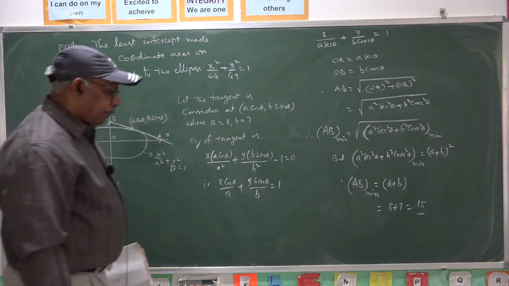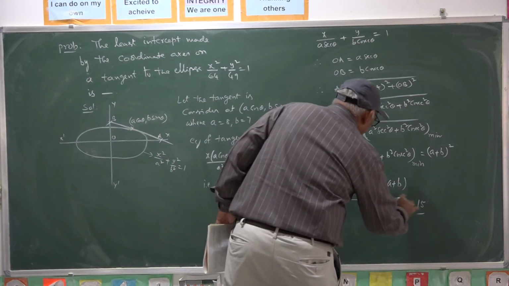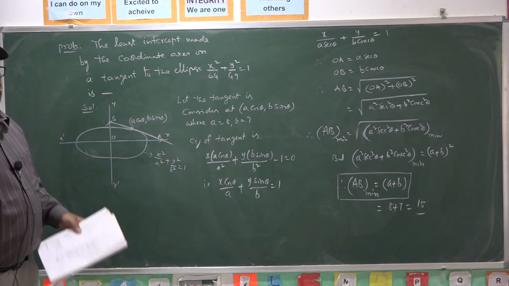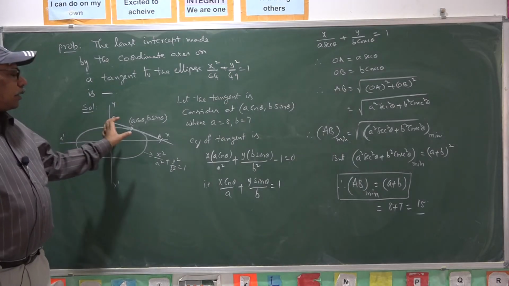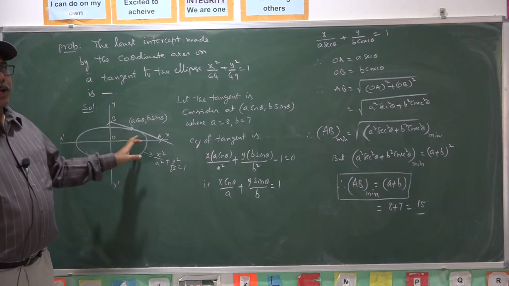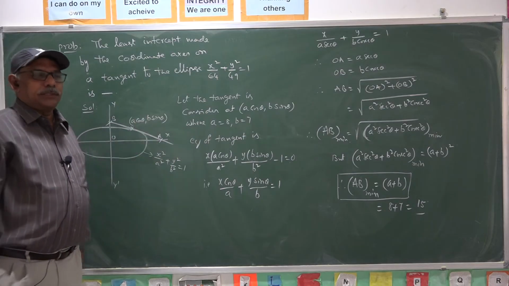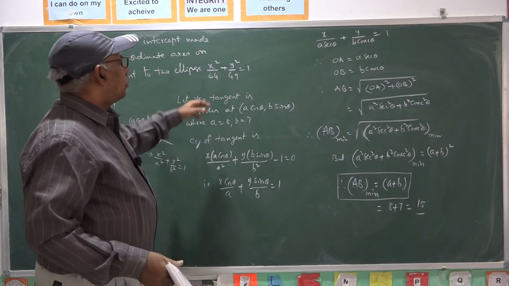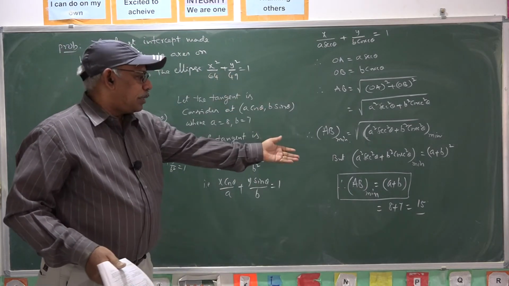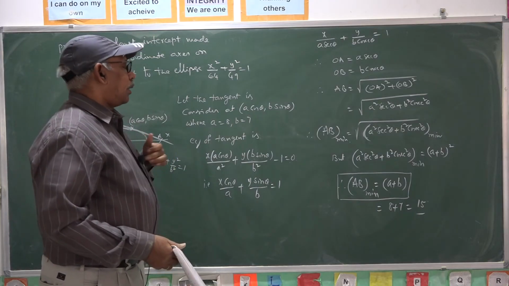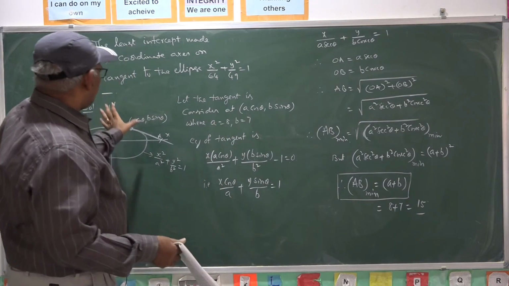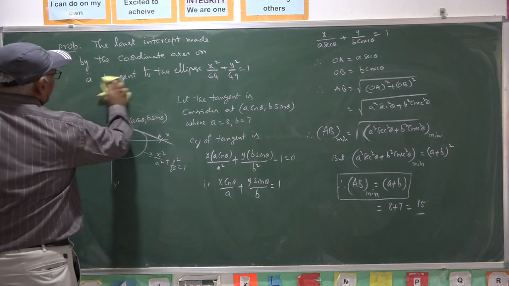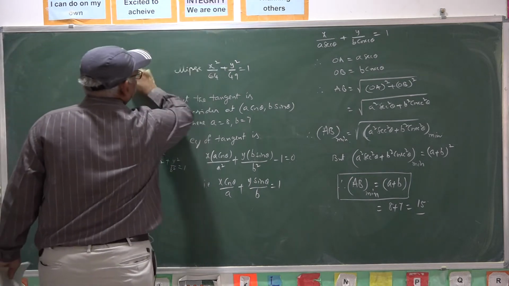You can take it as a formula. Once a tangent is drawn on the ellipse x square by a square plus y square by b square equal to 1, the minimum intercept made by the coordinate axis on the tangent is a plus b, simply a plus b. You can take it as a formula here. Once these a and b change, you can apply that formula to get the minimum intercept of the tangent made by the coordinate axis.